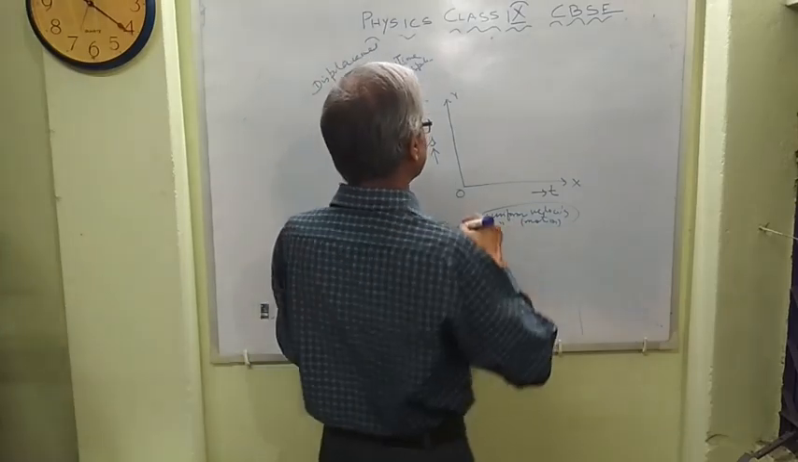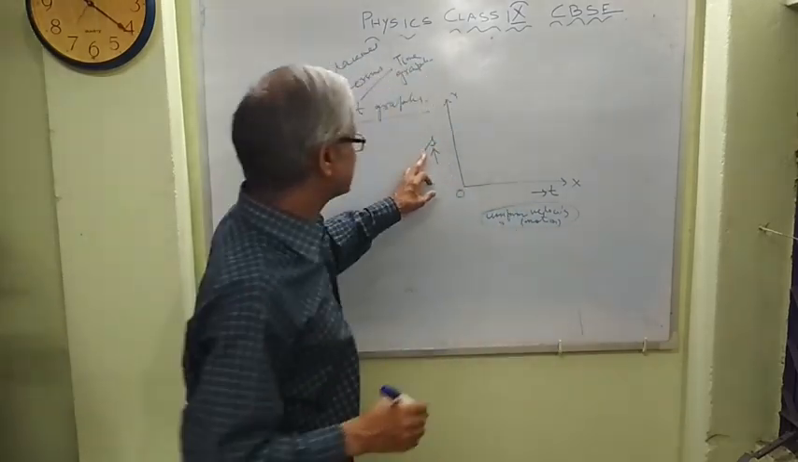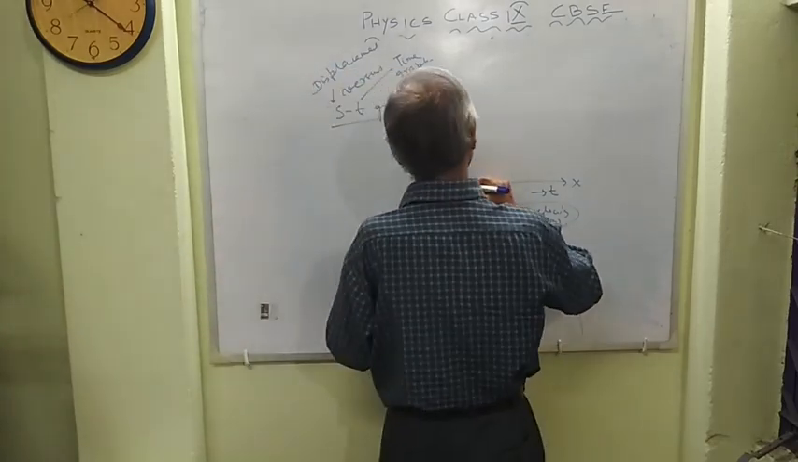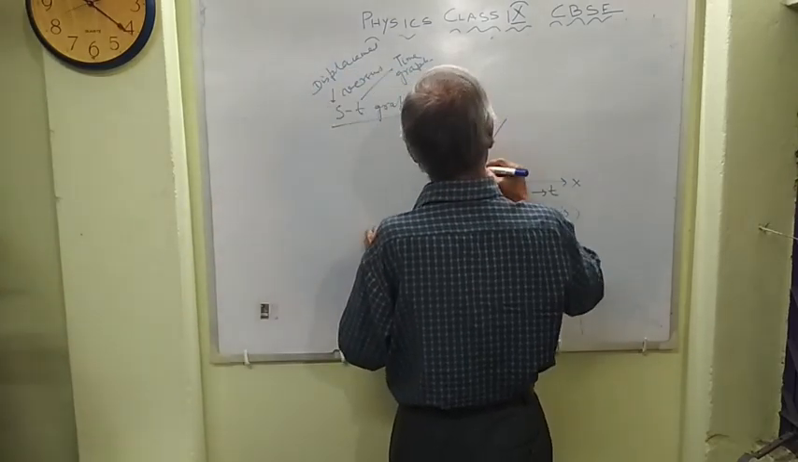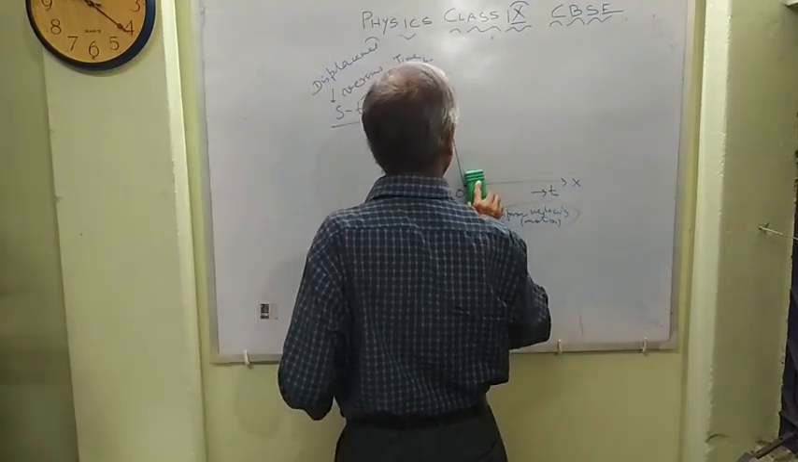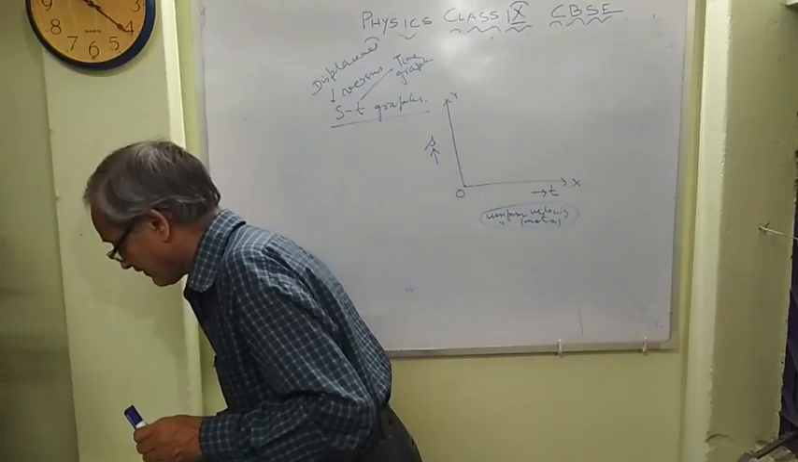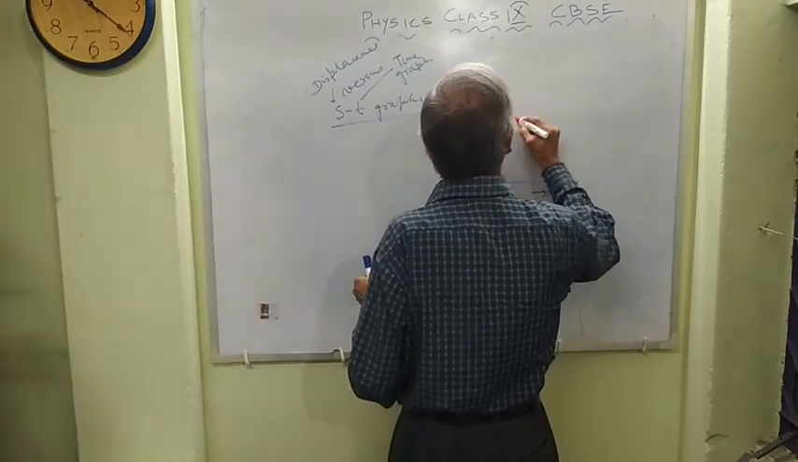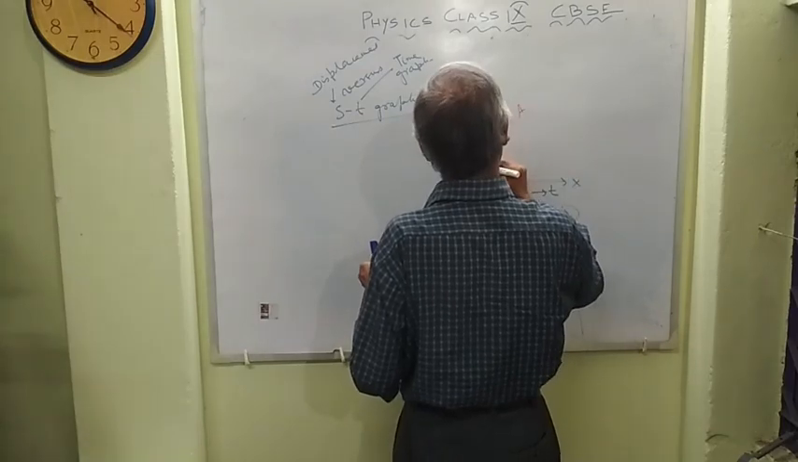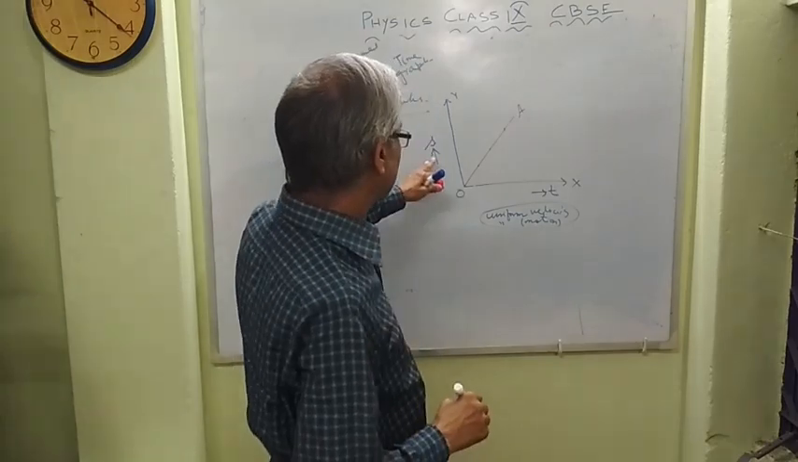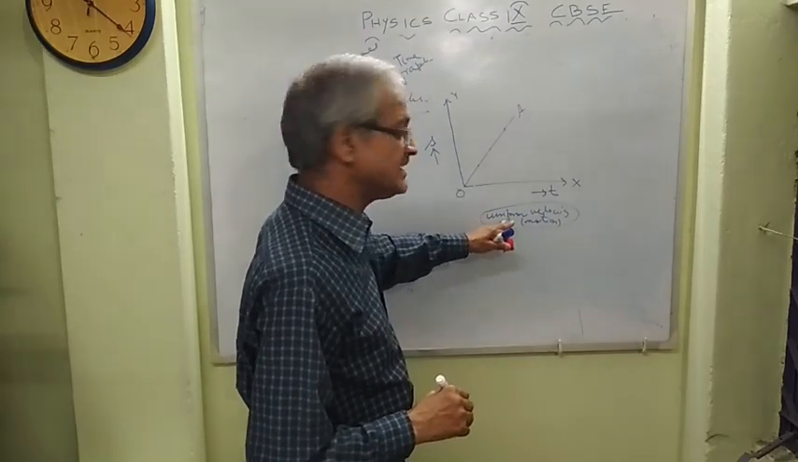For uniform velocity, the displacement of the body increases uniformly with time. That means it is a straight line OA. We take the graph in a different color so that it will be prominent. This is OA. OA will be the displacement time graph when the velocity is uniform.